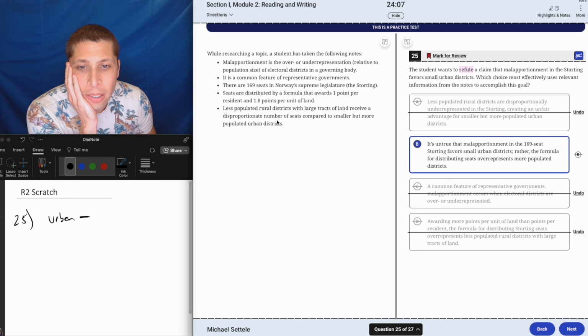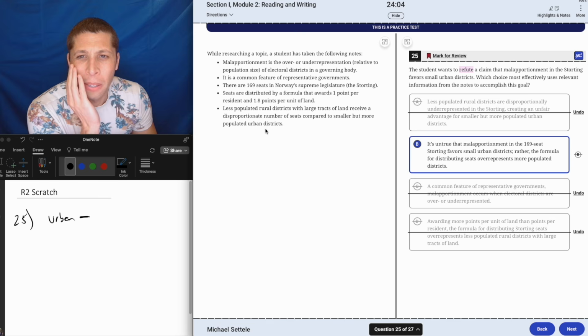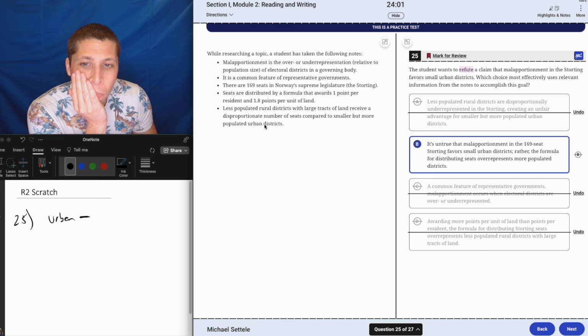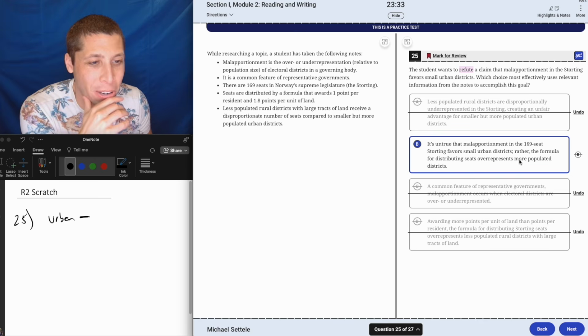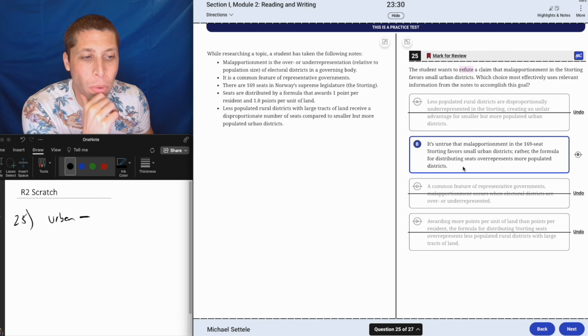Large tracts of land. I don't love this. Yeah, I gotta move on. Seats overrepresents. Refute that it favors that. Favors small urban districts. It's like too on the nose. I feel like there's a trap here. Rather, the formula for distributing seats overrepresents more populated districts.